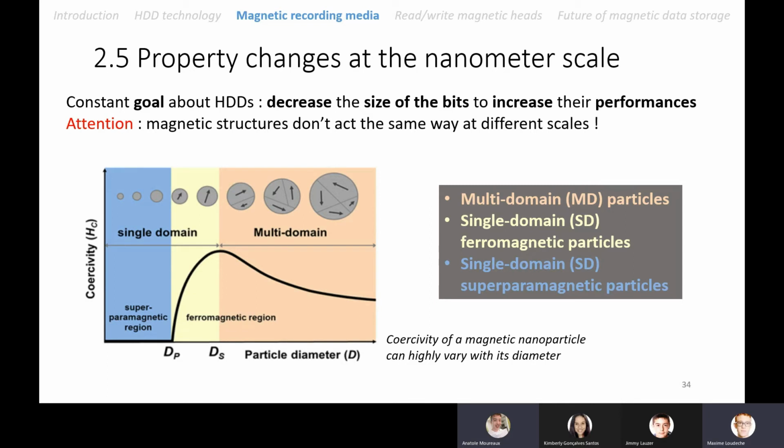The constant goal about HDDs is to decrease the size of the bits to increase their performances. However, we can see some property changes when reducing the size of the bits. Under a critical radius, multi-domain ferromagnetic particles can become monodomain. If we decrease further the radius of the particles, they enter the superparamagnetic state. Here, we can see that coercivity strongly varies with the size of the particles. In the superparamagnetic state, ferromagnetic nanoparticles have no coercivity at all.